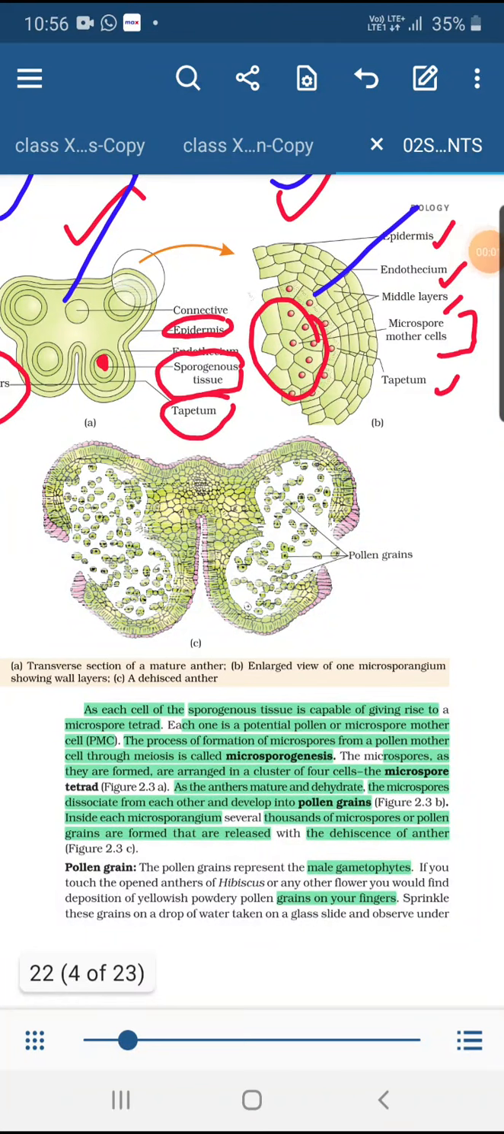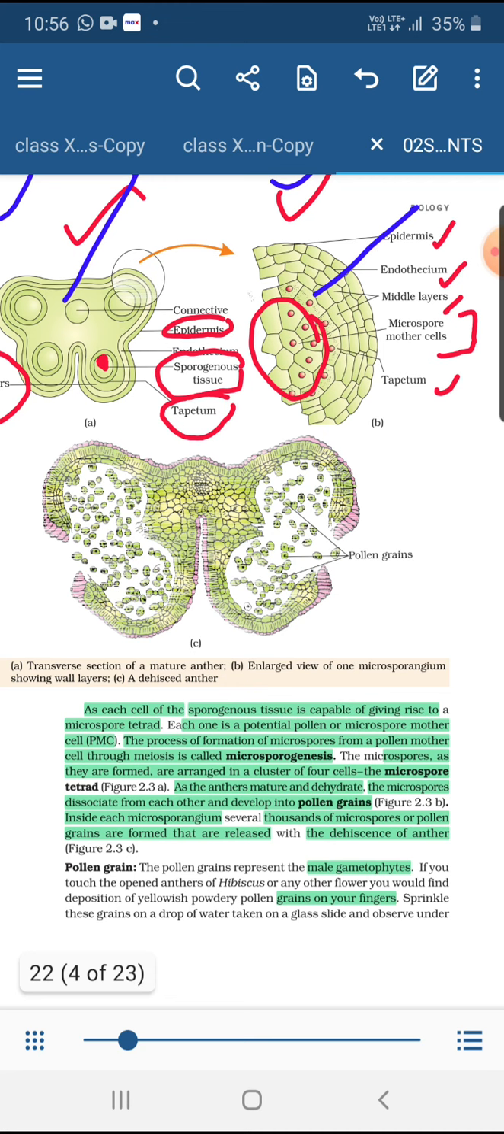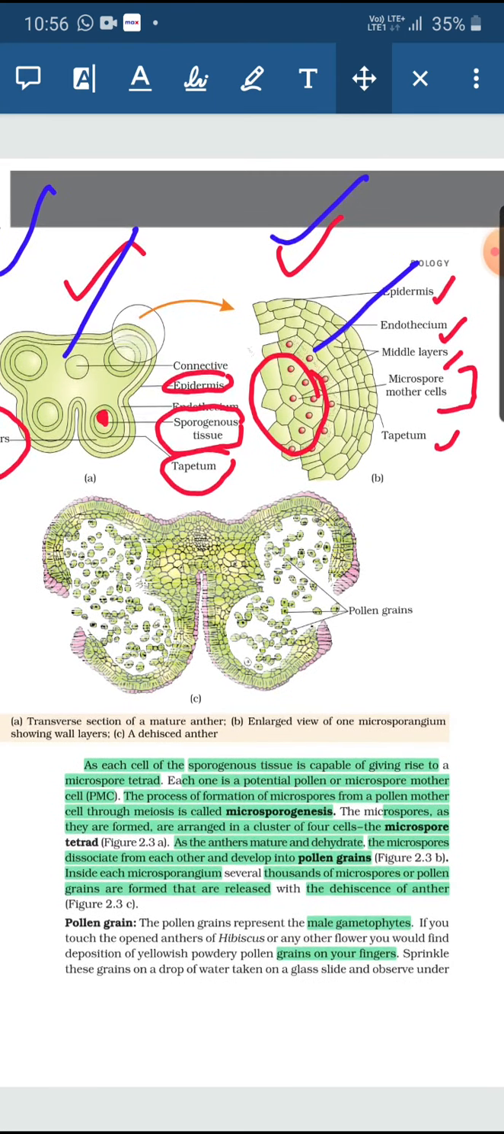Hello students, today in this module we are going to study about the pollen grains. The pollen grains represent the male gametophyte. If you touch the open anther of any hibiscus plant or any other flower, you will find that there is some yellow dusty powder on your fingers. That dusty powder is basically the pollen grains that fall on your hand.